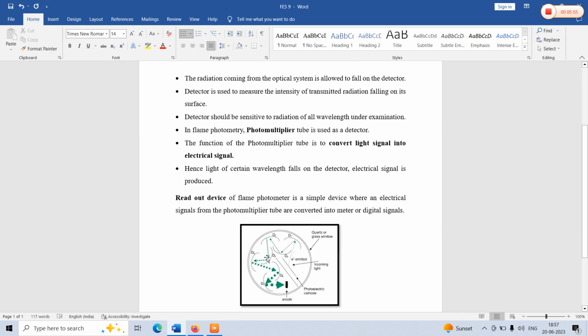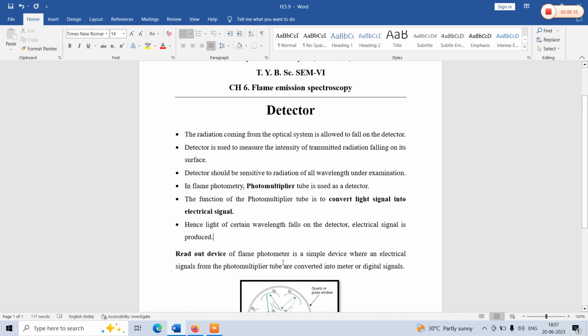So this is a typical diagram of the photomultiplier tube. We will focus on the construction, working and application of the photomultiplier tube in the next lecture. So this lecture is about the identity of the detector, used as an important part in the instrumentation of flame photometry or flame emission spectroscopy.